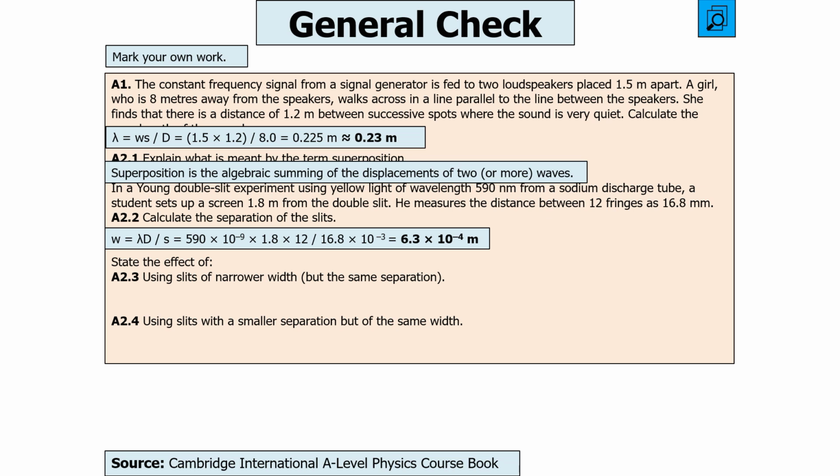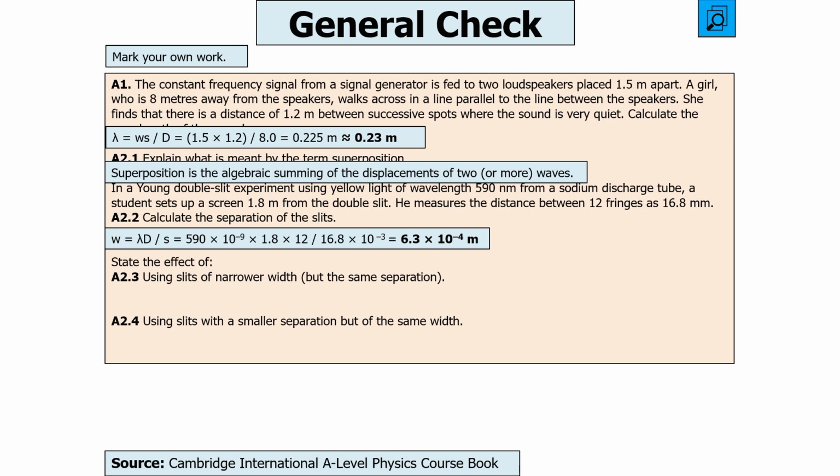You've got to also be very careful when we're working things through here, because you'll notice that the distance between the fringes is measured to be 16.8 millimeters. So what you could either do is multiply the top by 12 or divide the bottom by 12, because 16.8 is 12 of them, so 16.8 divided by 12 will give you one of them. Now remember that 16.8 is in millimeters, so it's converted into meters by times by 10 to the minus 3. So we get our answer to be 6.3 times 10 to the minus 4 meters.